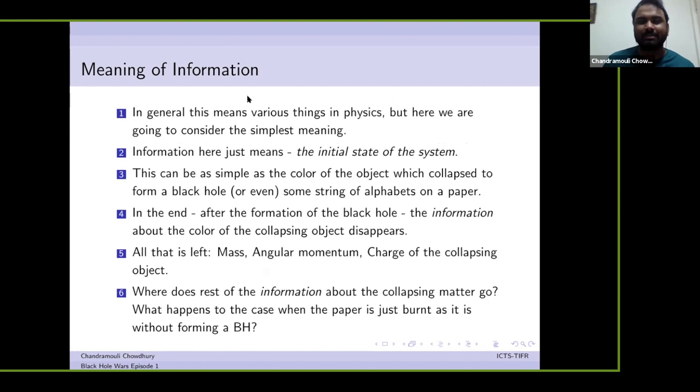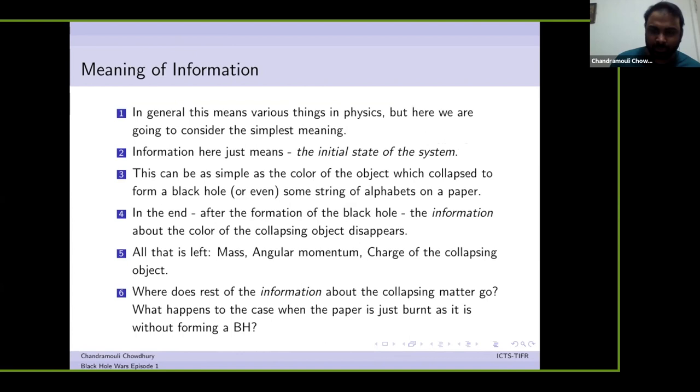For anyone who has spent some time in physics, they know that very soon you come across very many different meanings of the word information. But here, we are just talking about the simplest thing that comes to mind when you utter the word information, and that just means the initial state of the system. The system can be as simple as some chair which falls in, or it can even be some string of alphabets written on a paper. Let's say you took two identical papers, but in one of them you wrote the word alpha and in the other one you wrote the word beta.